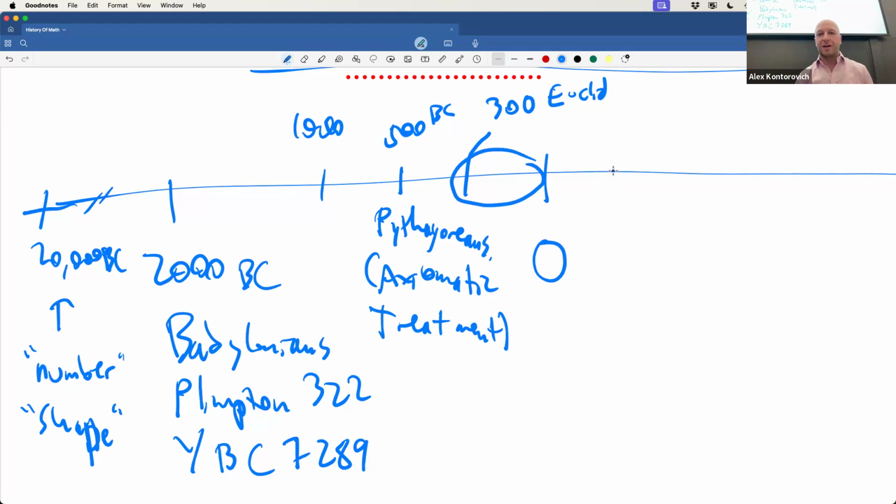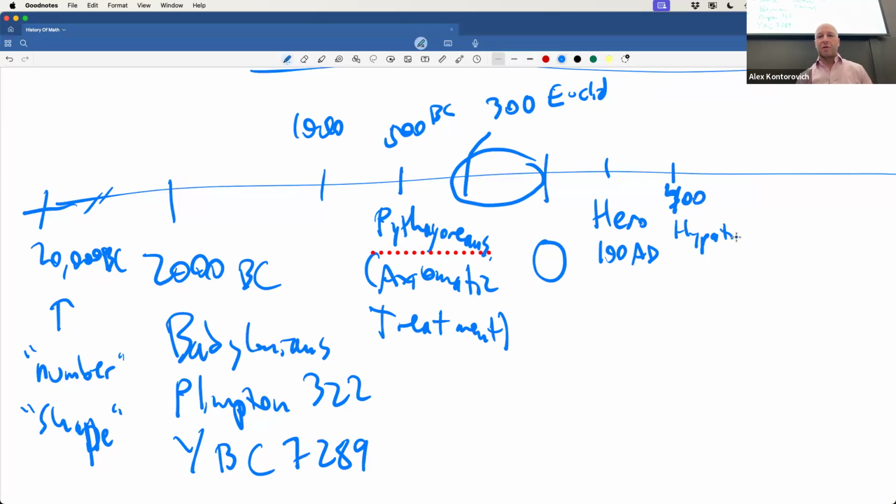In fact, in some sense, you get Heron's formula. Those of you who know that, it's around 100 AD, Common Era. Hypatia is over here at 300, maybe more like 400. She's one of the last of this Greek tradition.